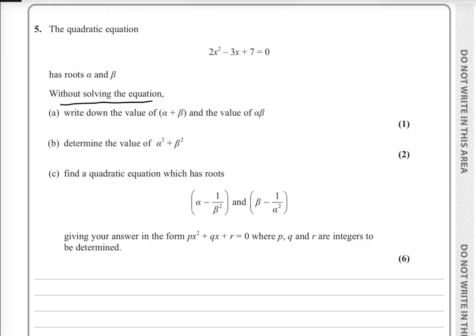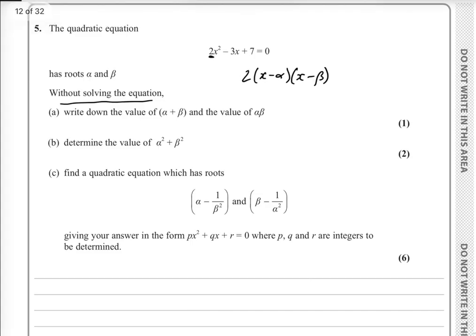So we're using the idea that x minus alpha times x minus beta gives us our equation, but because of this 2, I'm not going to put it in the brackets this time like I did with the previous question. I'm going to put it outside like that. Then that can equal 2x squared minus 3x plus 7. So if I just want x minus alpha and x minus beta, then that will give me x squared minus 3 over 2x plus 7 over 2.